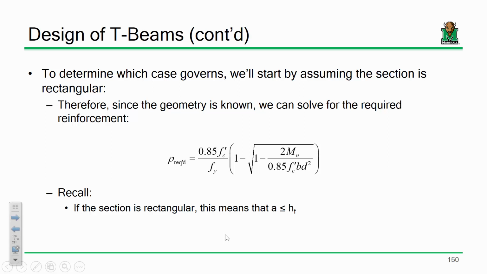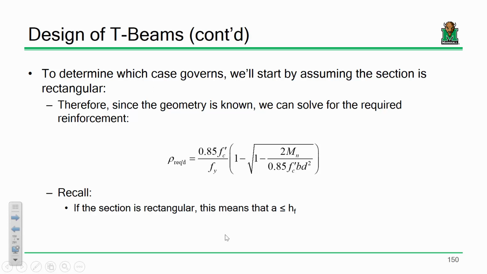If we have a rectangular T-beam, this is how much reinforcement is required, because that is the required amount of reinforcement for a rectangular cross-section. It's no different. Now, recall, if the section is rectangular, what that means is that a, the depth of the stress block, is less than or equal to the flange height. That's what a rectangular section means. So this is what we're going to do.